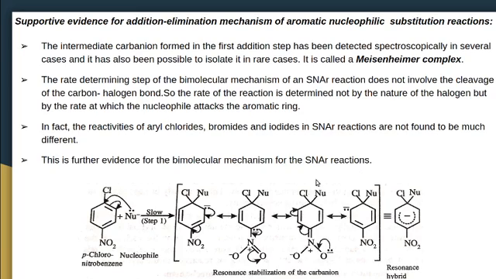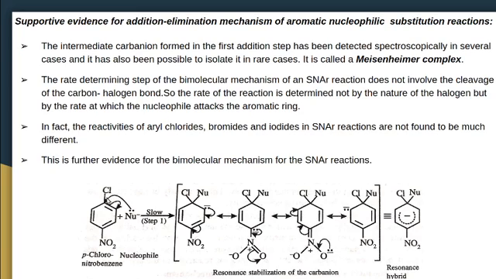So there are two main evidences for SNAr reactions. One is the isolation and detection of the Meisenheimer complex, detection by spectroscopic methods, and it can also be isolated, that is the carbanion formed in the first step. Another evidence for the addition elimination mechanism is that there is no change in the rate of the reaction when we vary the halogen.